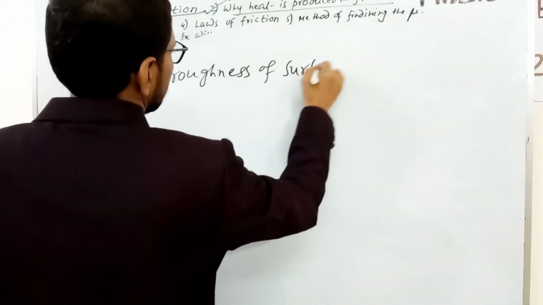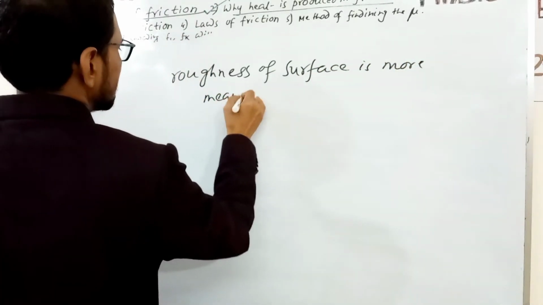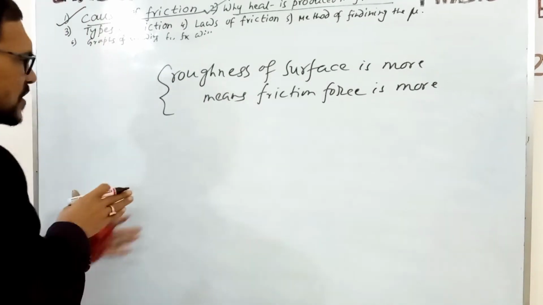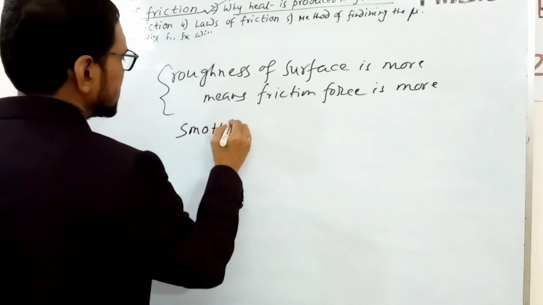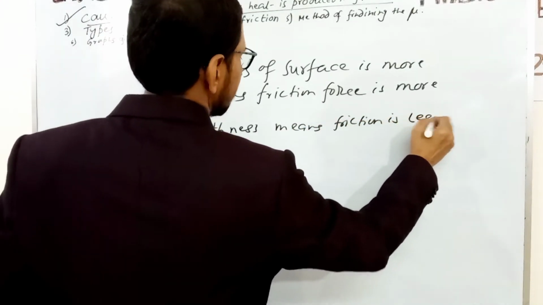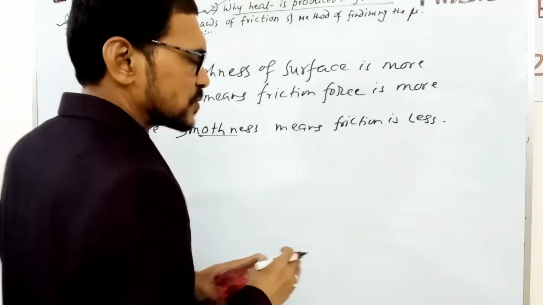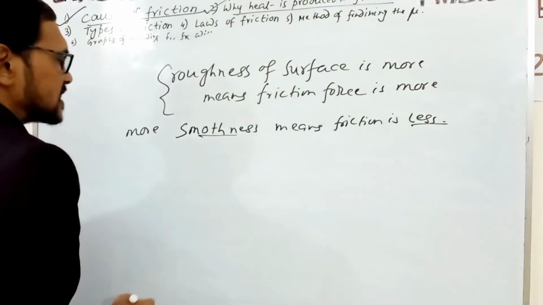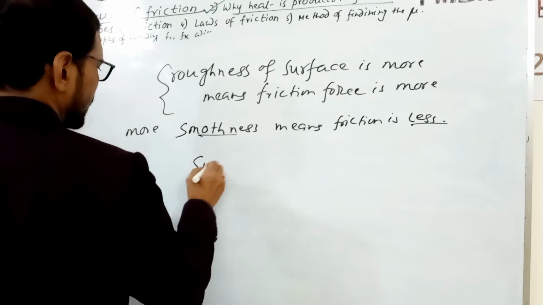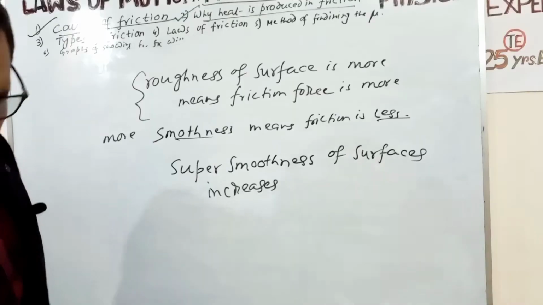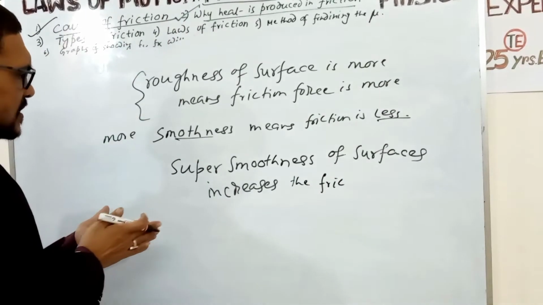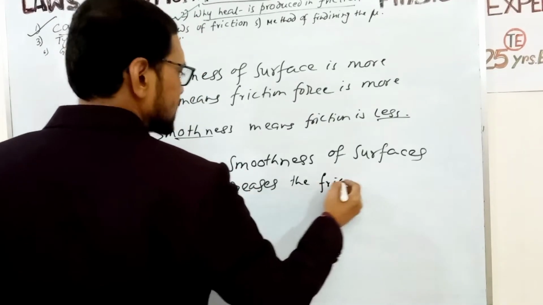If roughness of the surface is more, it means friction force is more. Smoothness of the surface means friction is less. More smoothness means friction is less. As smoothness of the surface increases, friction decreases. But if the surface is super smooth, then again friction increases.